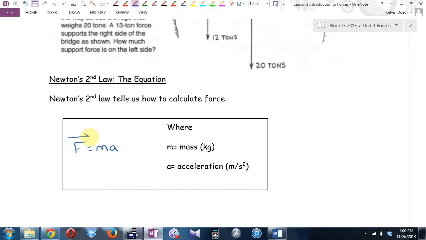Where mass is in kilograms and acceleration is in meters per second squared. Oh, did we just finish a whole unit on acceleration? Now you know why. Okay.